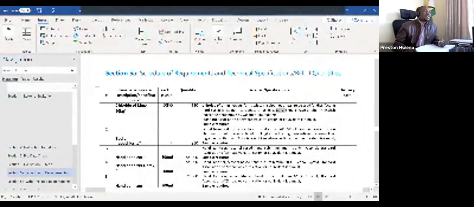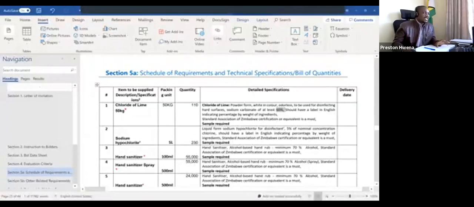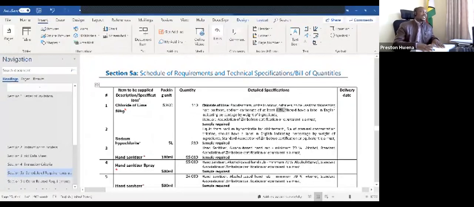And you find out the Standard Association of Zimbabwe. If your product is certified by the Standard Association of Zimbabwe, it should have a label in English indicating percentage by weight of the ingredients, as well as the certificate of analysis. So this is a must for your product. If you are going to be getting this from any manufacturer, please make sure you get these documents and submit them as part of your bid.